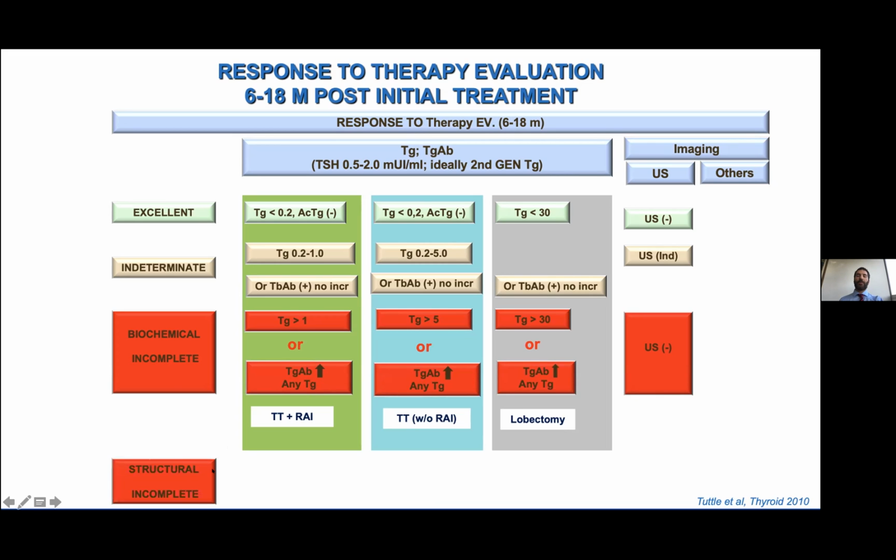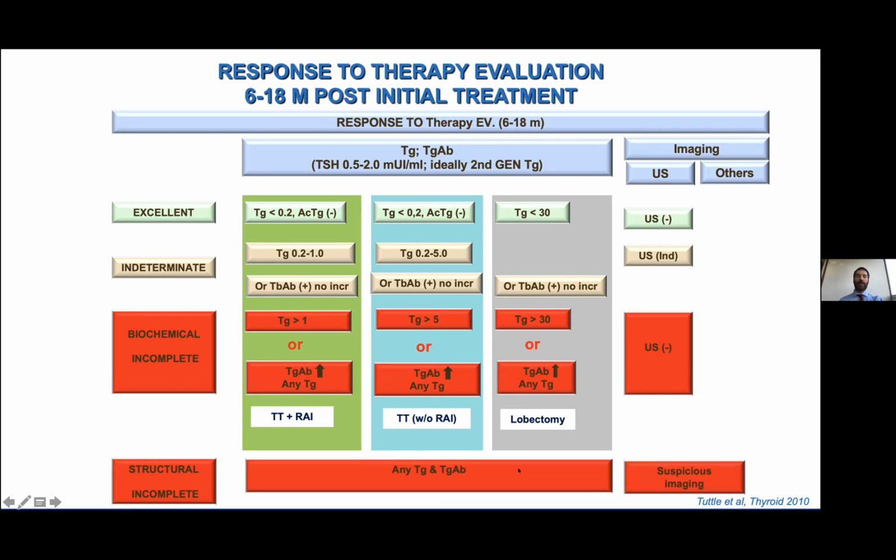A structural incomplete response to therapy will be all the patients who had suspicious imaging, regardless of the levels of thyroglobulin or thyroglobulin antibodies.